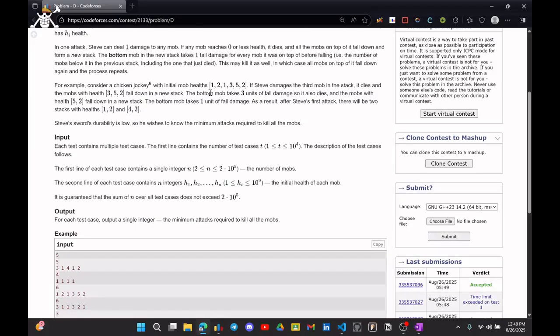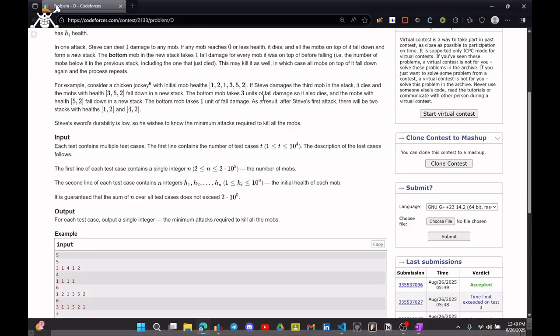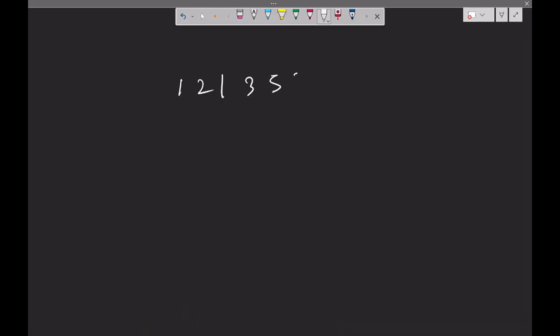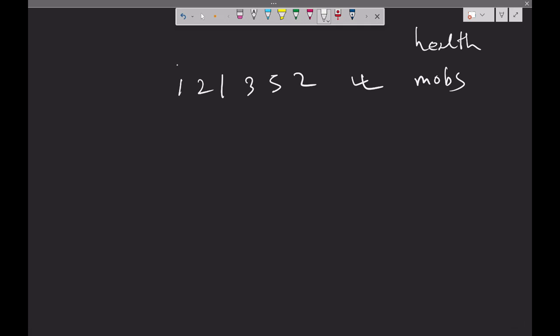Okay, so we have been given an array, for example, 1, 2, 1, 3, 5, 2. This array represents the health of mobs, right? The first mob has one health, the second mob has a health of two, and similarly for the rest of the mobs.